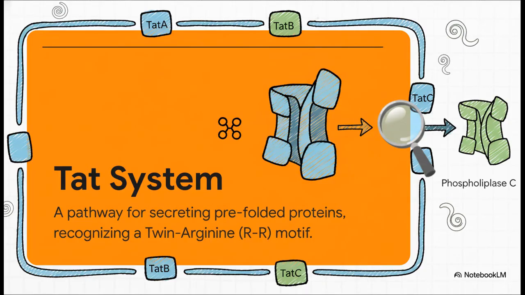Let's zoom in on that TAT system for a second. Its full name is the Twin Arginine Translocation System, and that name tells you a lot. It's built from three main protein components, TatA, B, and C. And it recognizes its cargo by looking for a specific tag, a signal peptide that has two arginine amino acids right next to each other. That's the twin arginine, or RR motif. A classic example of this in action is in Pseudomonas aeruginosa. It uses the TAT system to secrete phospholipase C, which is a major virulence factor that absolutely must be folded correctly inside the cell before it gets sent out.